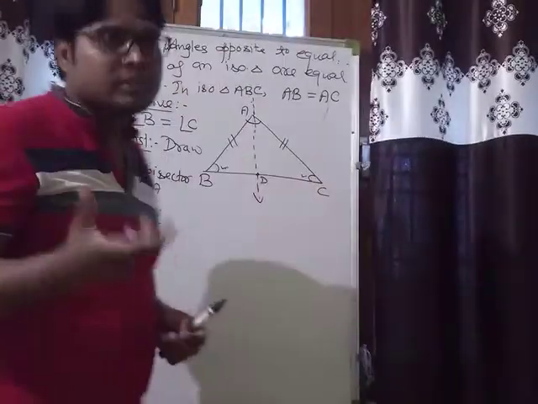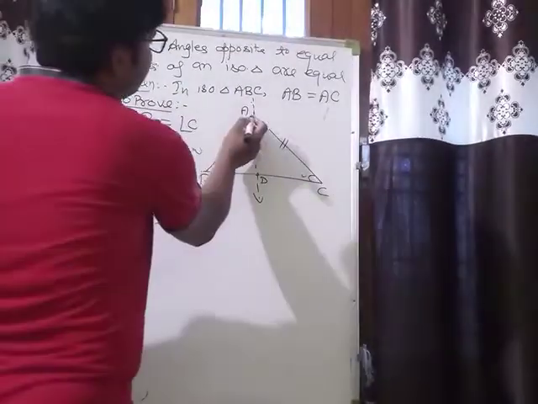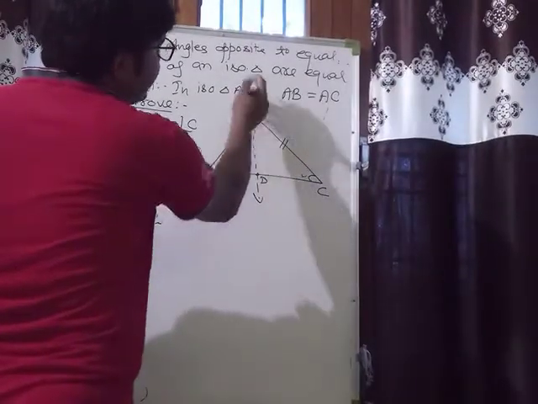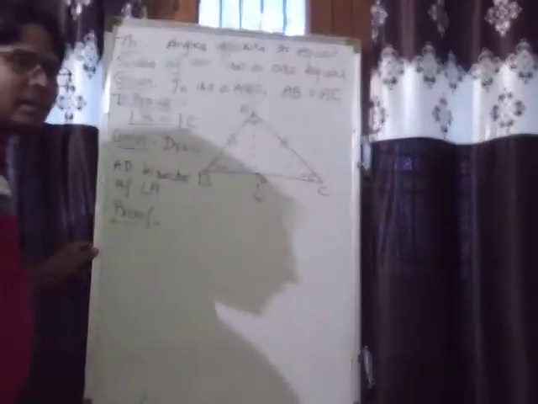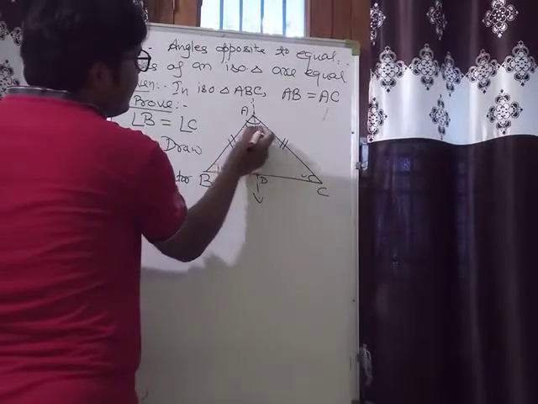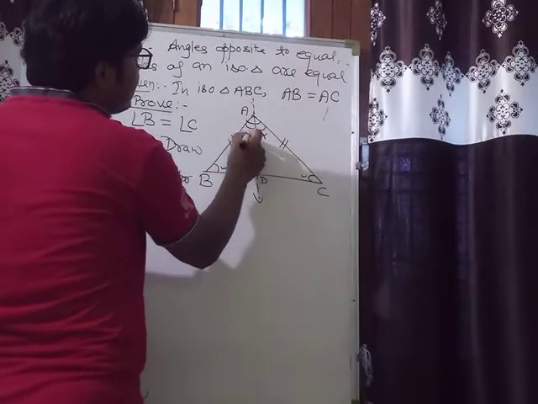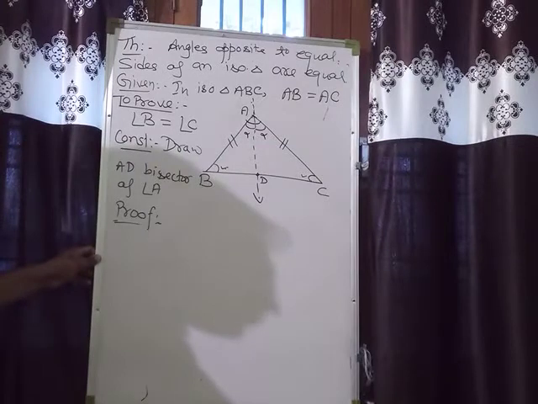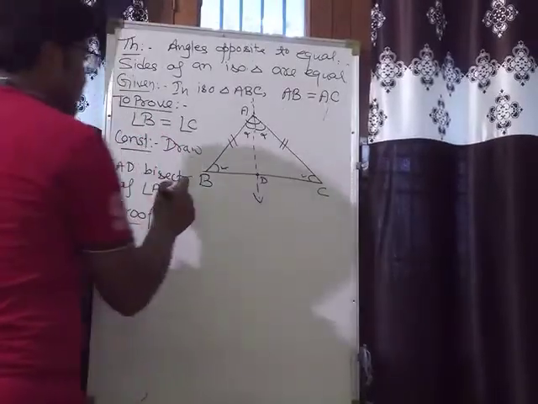Okay, so by using that method we can divide this angle A into two equal parts, and that line is AD. Means this angle and this angle, the two angles are equal. These two angles are equal. Okay, and you can see now.